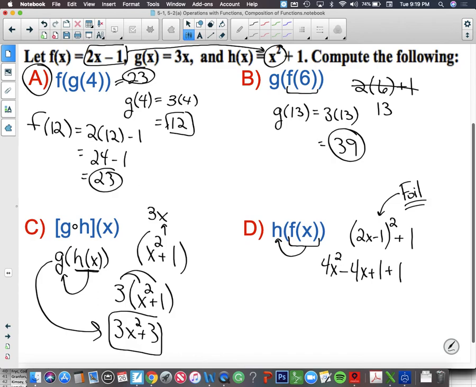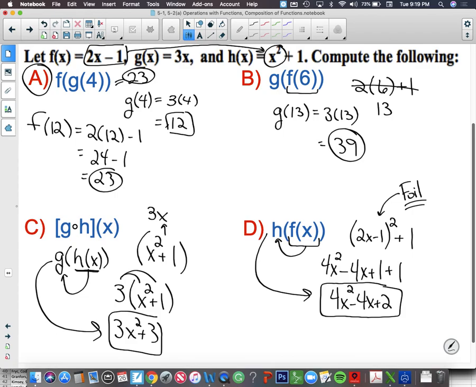Okay? So 4x squared minus 4x plus 1. And then we just have to simplify it from there. So 4x squared minus 4x plus 2. That right there is h of f of x. Okay, I composed the new function. It's 4x squared minus 4x plus 2.